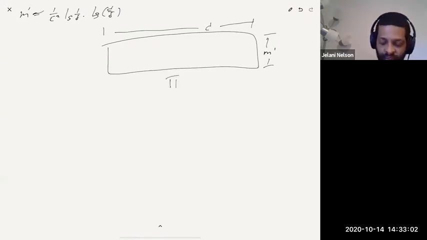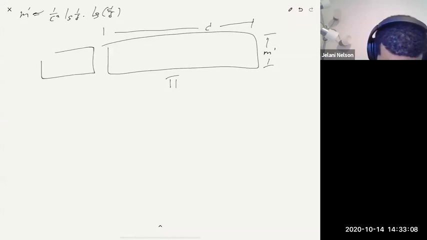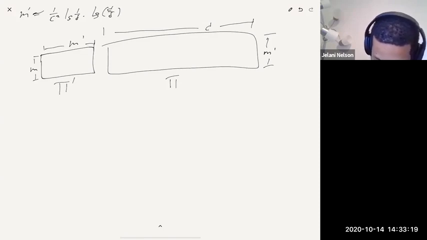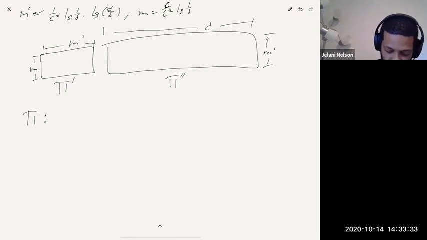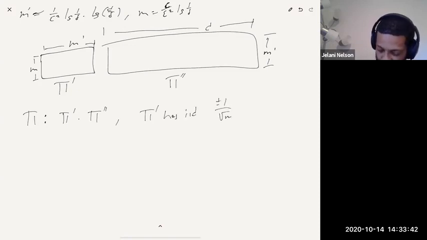So what I'm going to do is I'm going to just map down to slightly less rows. So now this has M prime columns and M rows. This is my pi prime. And let's call this pi double prime. Pi double prime is what we just analyzed. And M is going to be 1 over epsilon squared log 1 over delta times some constant. I'm just going to set pi to be pi prime times pi double prime, where pi prime has IID plus or minus 1 over root M entries.